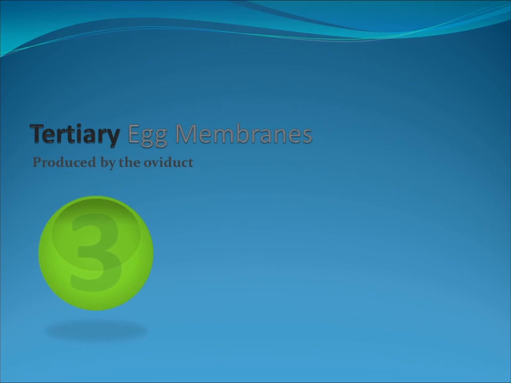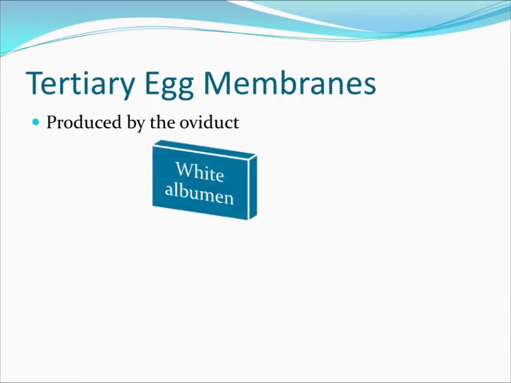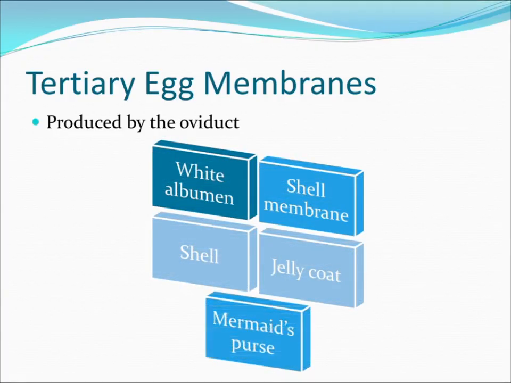Next, let us see what are tertiary egg membranes and the different types of tertiary egg membranes. The tertiary egg membranes are produced by the oviduct, and the different tertiary egg membranes include white albumen, shell membrane, shell, jelly coat, and mermaid's purse.